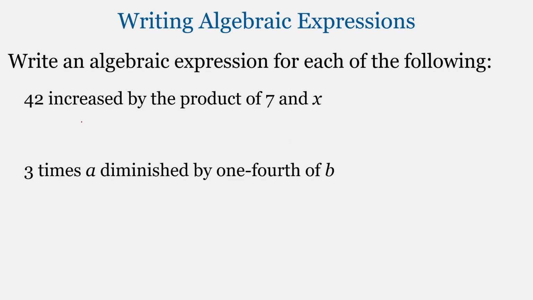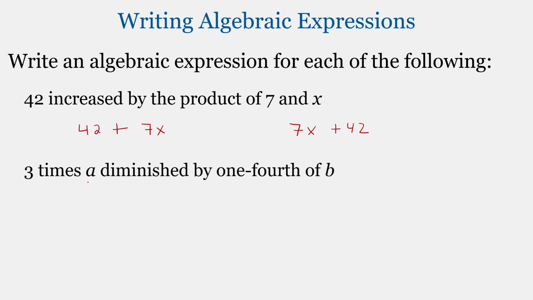Next, 42 increased by the product of 7 and x. So we're going to start with 42, and increase it by, or add to it, the product of 7 and x. So the product of 7 and x is 7x. Now, since with addition, order doesn't matter, it'd be better if we wrote the term with the x value first, so 7x plus 42. But either of these two expressions is correct.